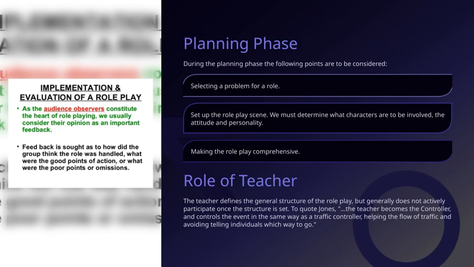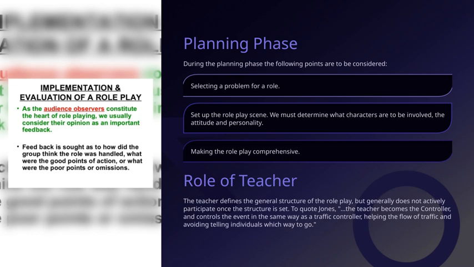Now, speaking of roles, the teacher's role is a bit different from the student's. The teacher generally defines the overall structure of the role play, sets the scene, establishes the objectives, and clarifies roles. But once everything is set, the teacher usually steps back and doesn't actively participate. As Jones describes, the teacher becomes the controller, like a traffic controller, guiding the flow of the activity without micromanaging. They help keep everything organized and moving smoothly, ensuring the focus stays on the learning objectives.